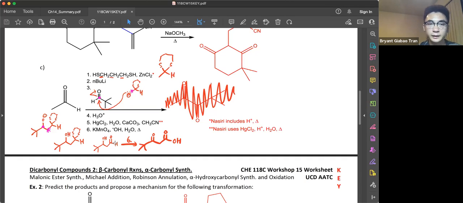to receive our carbonyl back, and then we use KMnO4, hydroxide, H2O, and heat to oxidize this alcohol into the ketone and oxidize this aldehyde into the carboxylic acid.